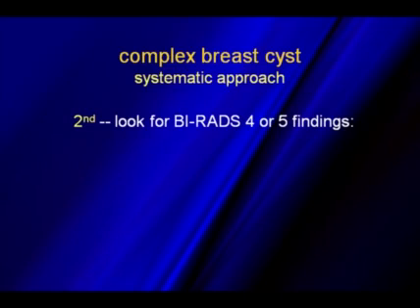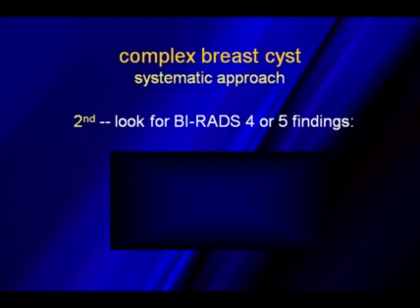So the first thing we try to do was eliminate artifactual echoes. Now we're going to use a systematic approach. Next we're going to look for any features that might be worrisome that you would classify as a BI-RADS 4 or 5. Anything that's given a BI-RADS 4 or 5 is typically recommended for a biopsy.